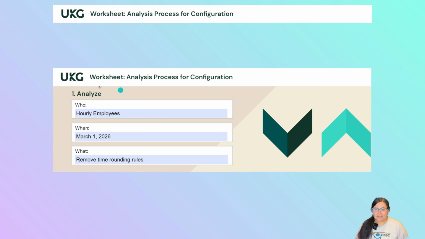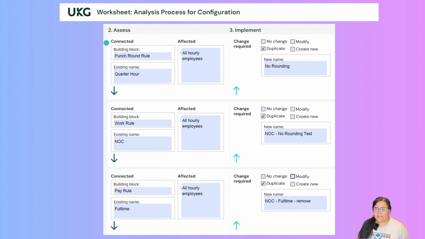But let's start off with analyzing the who, the when, and the what. So the who is hourly employees. They are impacted employees. And when, we want it effective March 1st of 2026. And then what? We want to remove time rounding rules. That is our what. And then the second step is to outline all of those building blocks.